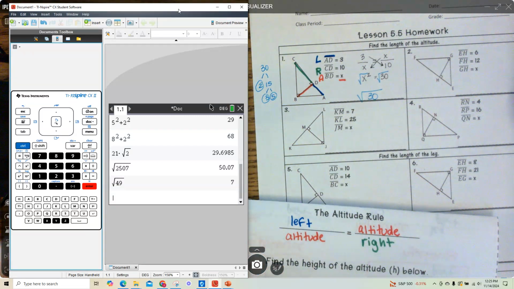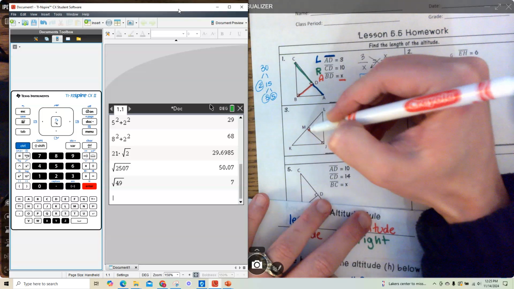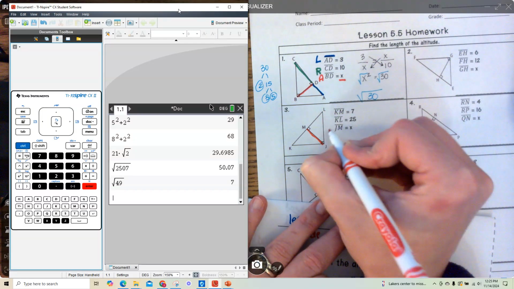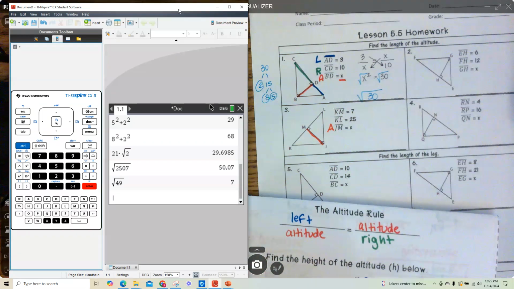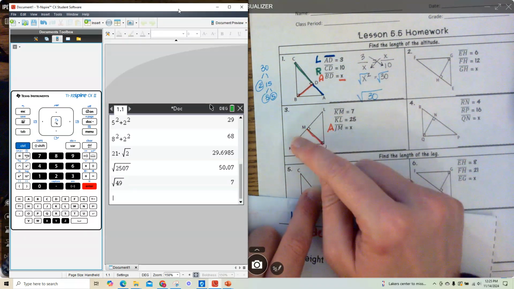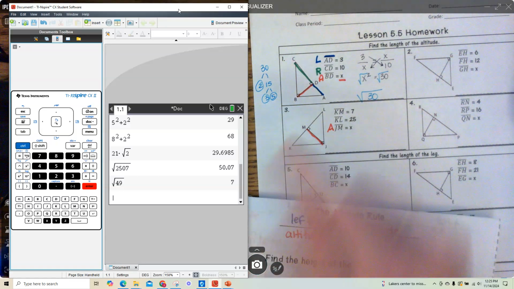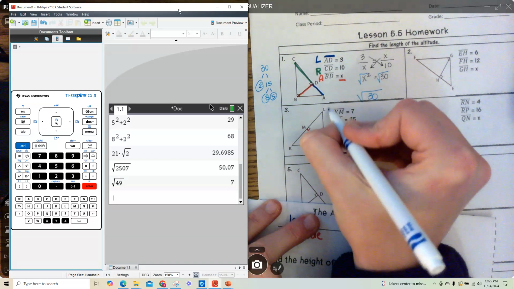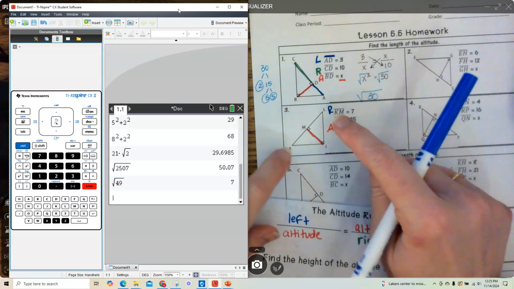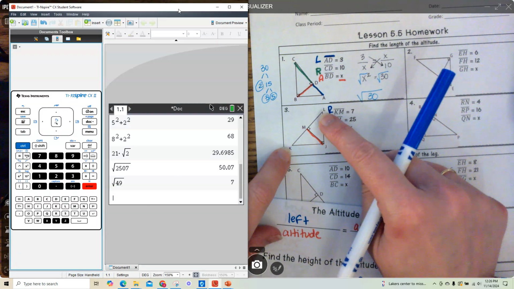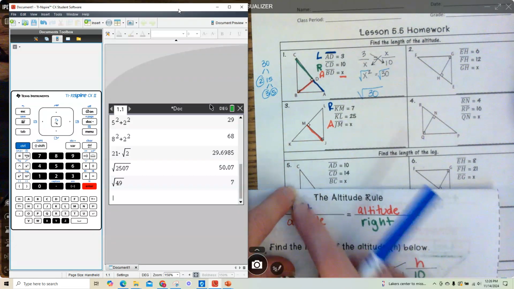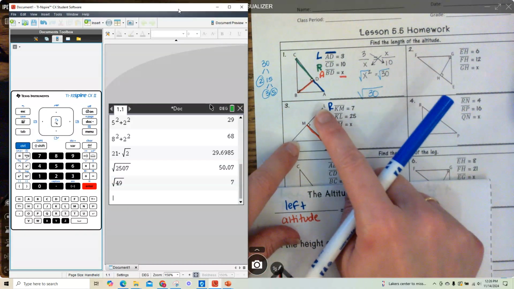Still finding the altitude. So in this one, JM, that's the altitude. What is KM? That's this piece. Is that a left or a right? Right. So that's a right. What about KL? I need a left, an altitude, and a right. Is KL the right? No, it's the left, sorry.